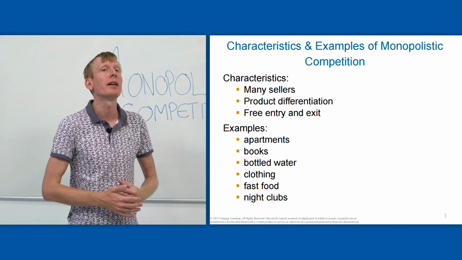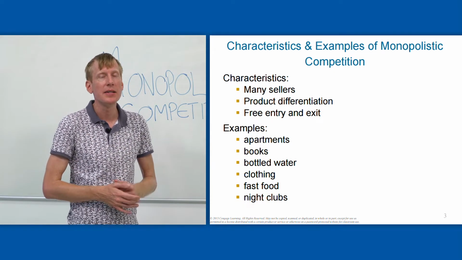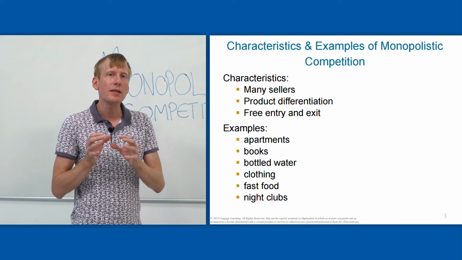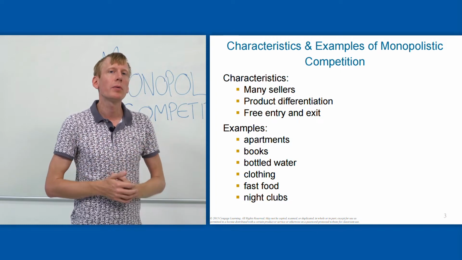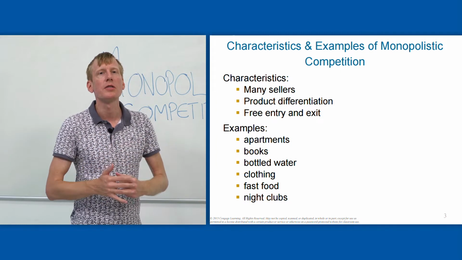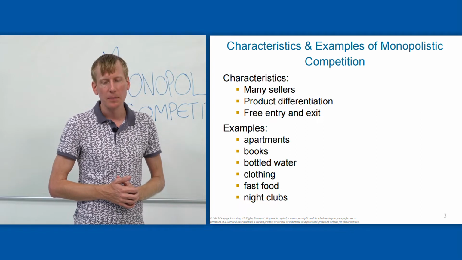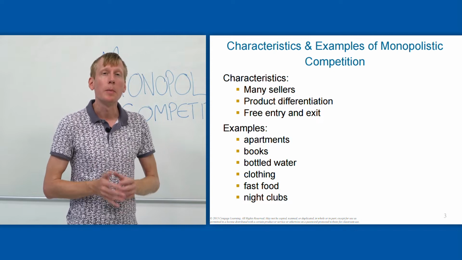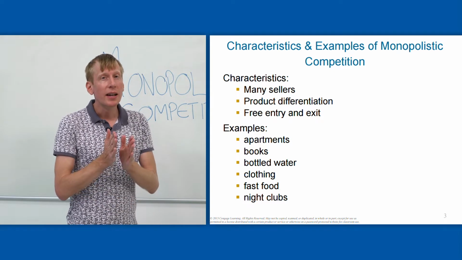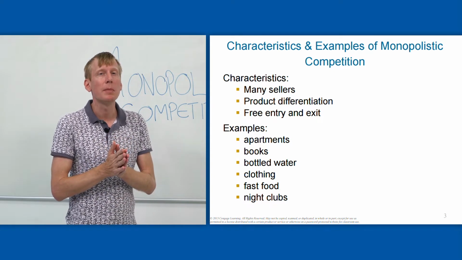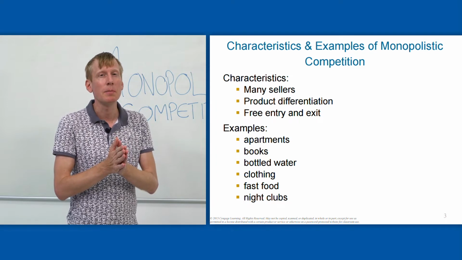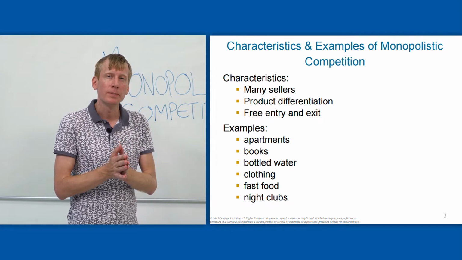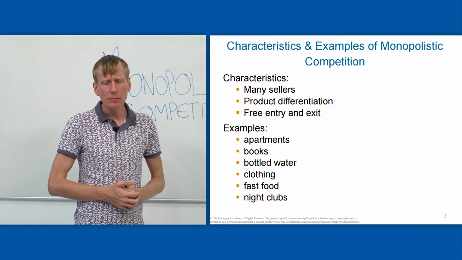And a lot of the products that we consume in our everyday lives fit into markets or market structures where the products are differentiated, market structures which are monopolistically competitive, such as apartments. Each apartment may be different from one another. Books, whereas each and every copy of War and Peace may be the same. War and Peace is not the same book as, for example, My Name is Red.